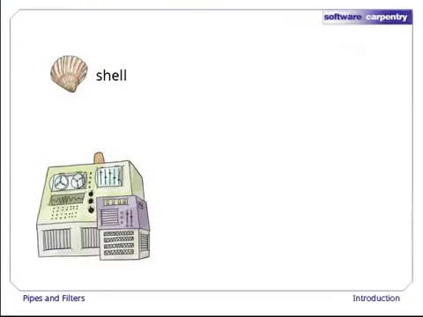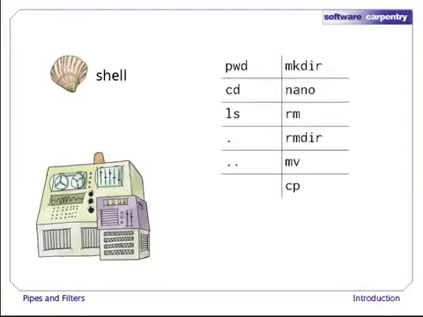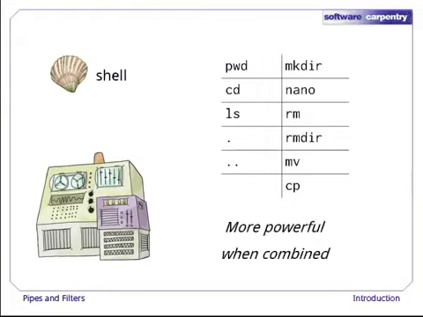As we saw in previous episodes, a shell is a program that takes commands from the user, tells the computer to run the corresponding programs, and shows the user their output. We've already seen commands to move around the file system and to create, rename, copy, and delete files and directories. What we'll see in this episode is that commands like these are much more powerful when they're combined.